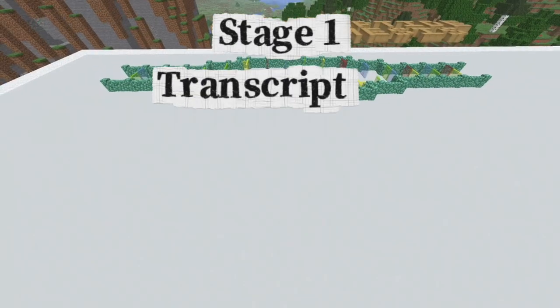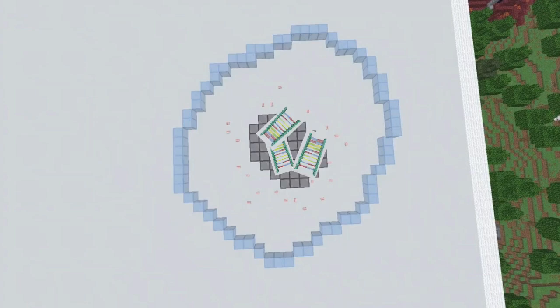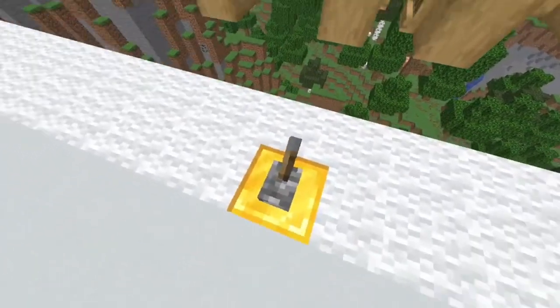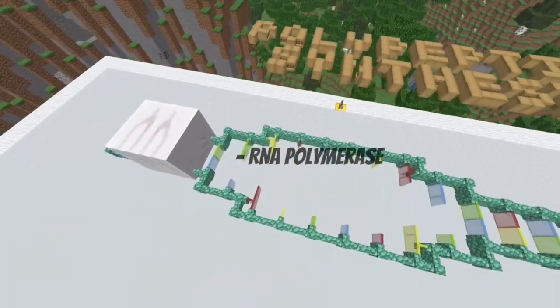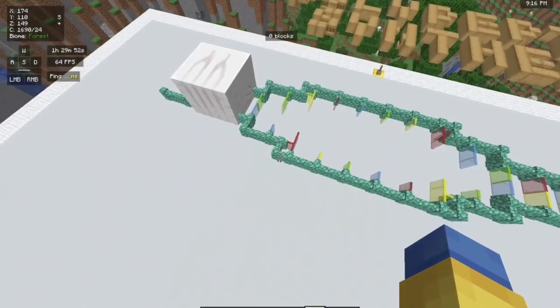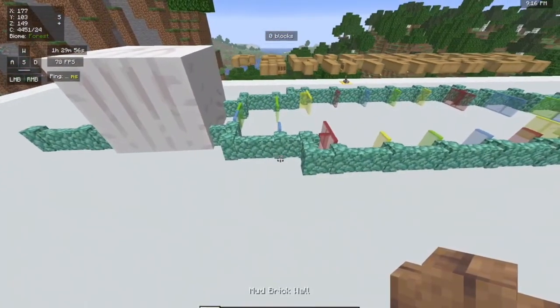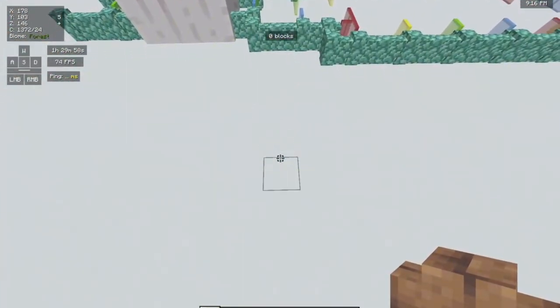Alright, so basically the first stage is transcription, which happens in the nucleus, which is where our precious DNA is all together. Okay, we're gonna get ourselves an enzyme called RNA polymerase. As you can tell, it has split the DNA in front of it, exposing the bases. This will then help make the mRNA, which is complementary to DNA.